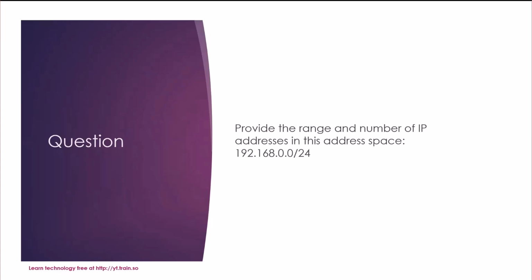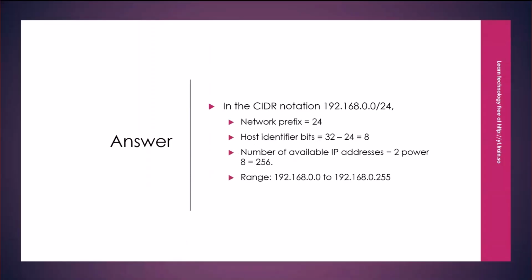Okay, usable is 254, actually it is 256. Let us, for calculations, consider the total IP addresses. Let us forget about usable and all. So the number of available IP addresses is 2 power 8, which is 256. So the range will be 0 to 255.